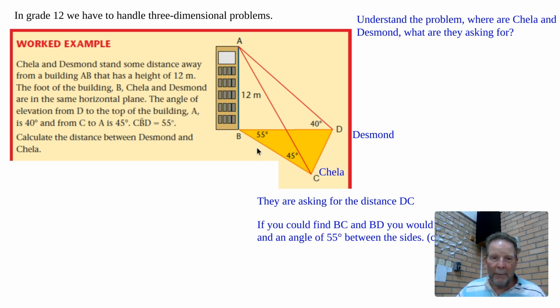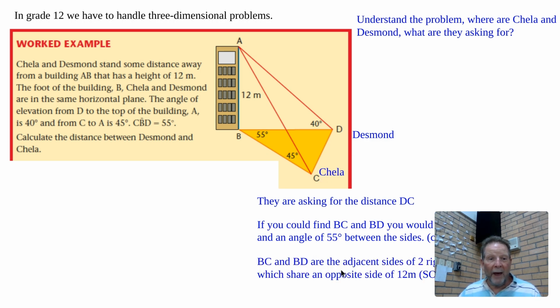But now I'm thinking about this. If I could find BC and I could find BD, I'd have two sides and an angle in between, and I could use the cos rule, and then I could get at CD. So my problem is, how can I get BC? Oh, but that's going straight up. That's 90 degrees. There's two 90-degree triangles, one to Cella and one to Desmond. So that's what you're doing, and that's what you do.